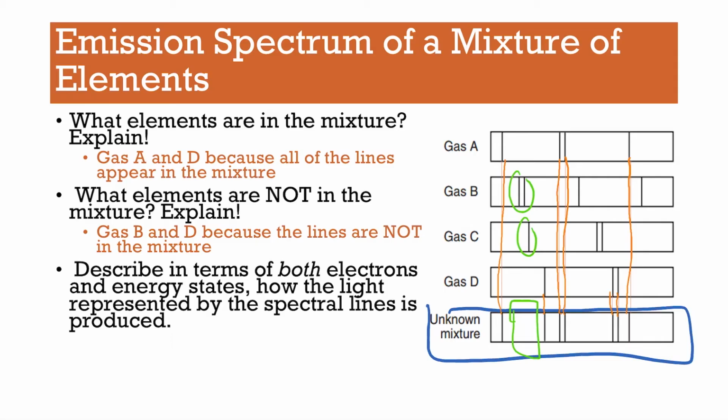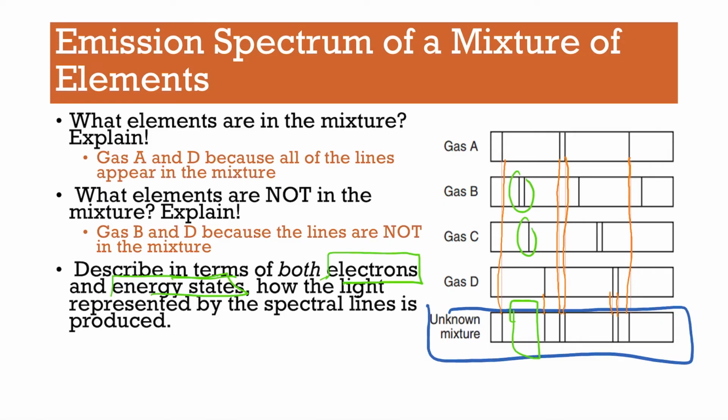So the next question is, describe in terms of both energy and electrons and energy states how the light represented by the spectral lines is produced. So when it says "in terms of," your answer needs to have electrons and energy states.